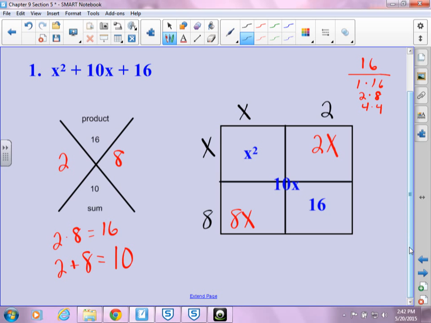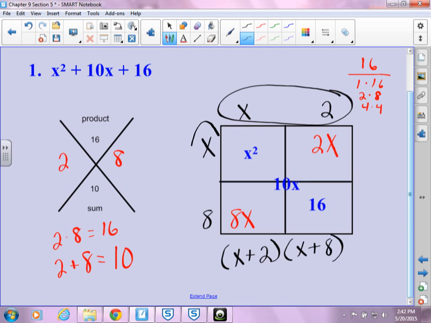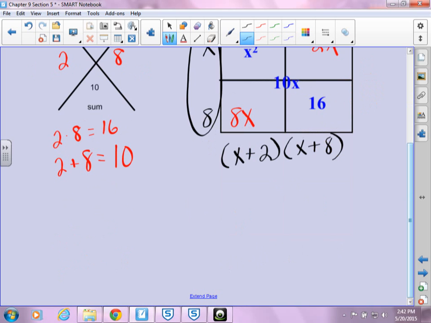Now I'm going to bring it together. I've got x plus 2, which is what I got from the top, and then I've got x plus 8, which is what I got from the side. And so I just factored it. Now, I can write it this way, or I can also write it like this. Both of those are correct answers. And you just factored your polynomial.